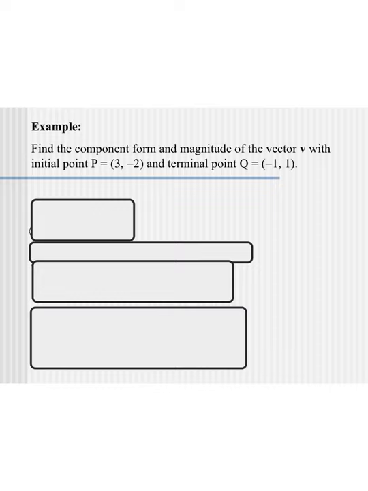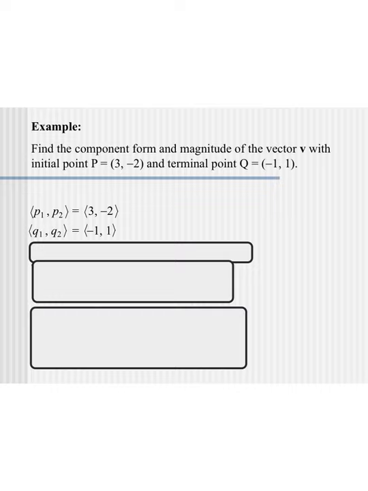We want to find the component form and the magnitude for a vector with initial point at 3, negative 2, and terminal point at negative 1, 1. All right, so if we look at those points and think about them as vectors, we can translate point P into P1 and P2, which would be 3, negative 2. And we can also translate point Q into Q1 and Q2, which would be negative 1, comma 1.